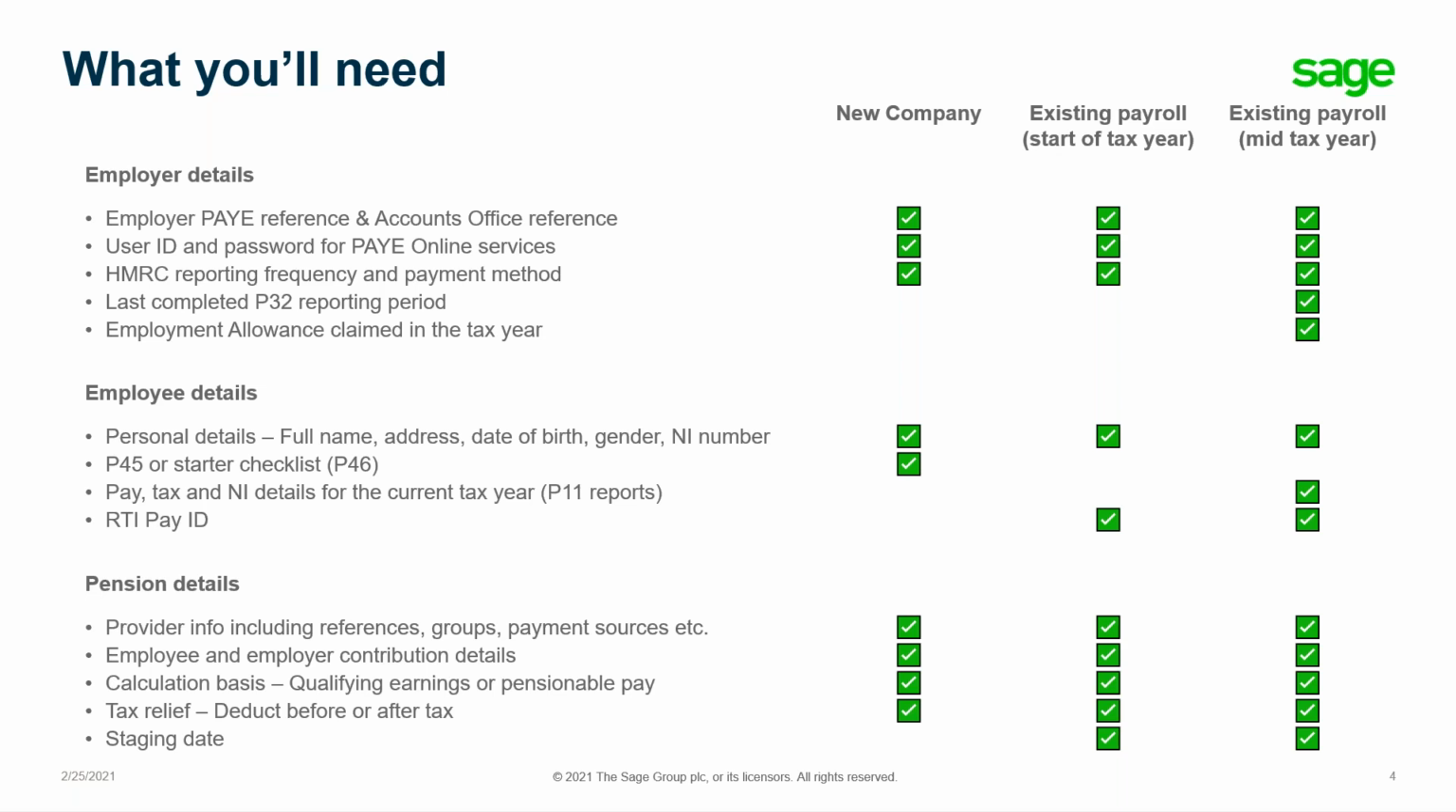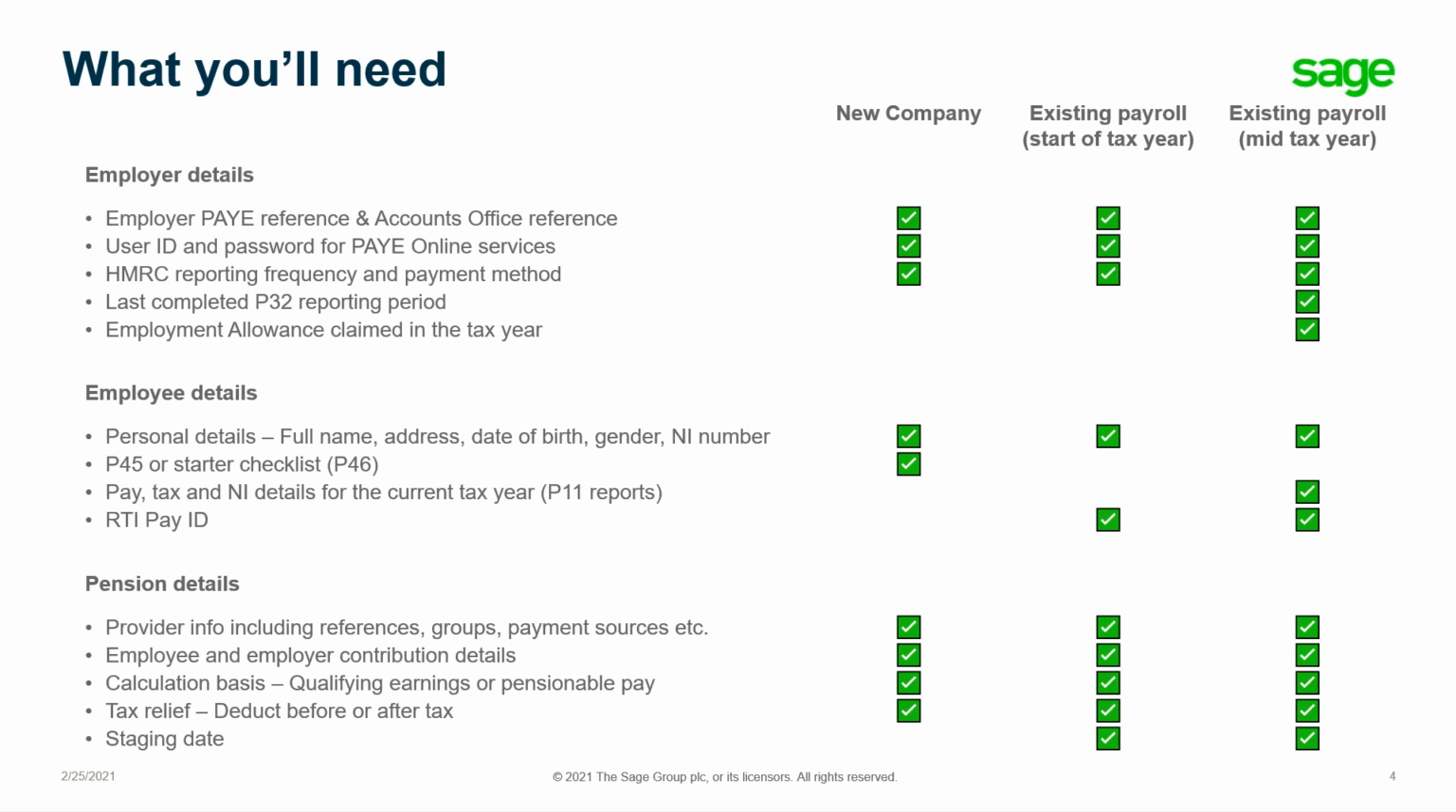In terms of employees, you're going to need personal details, the usual stuff: full name, address, date of birth, gender, national insurance number. And if it's brand new employees that you're taking on, you'll need either a P45 from them or a starter checklist, also known as a P46.